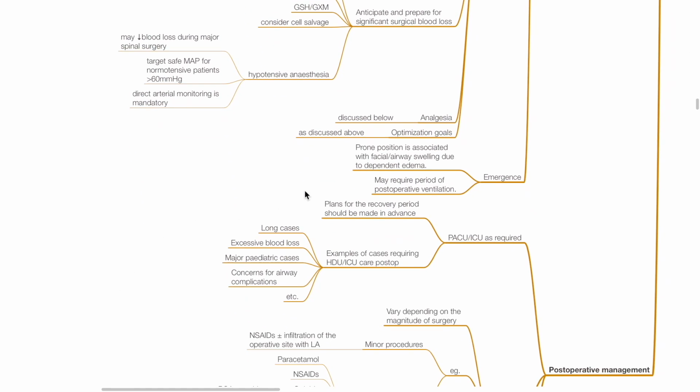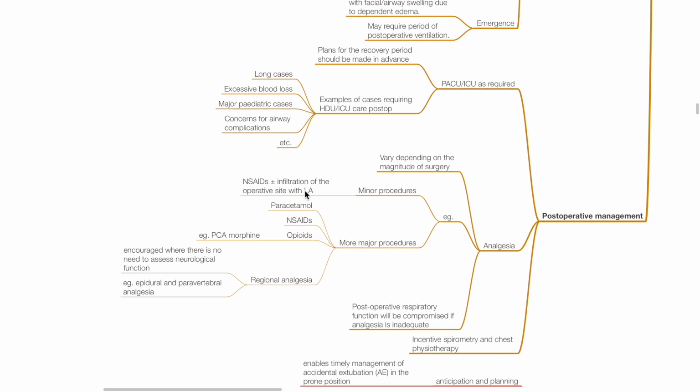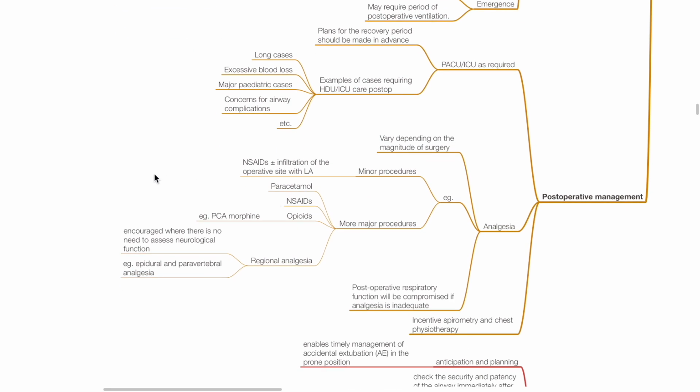Emergence. Prone position is associated with facial or airway swelling due to dependent edema and may require a period of post-op ventilation. Post-op management: PACU or ICU as required. Plans for the recovery period should be made in advance. Examples of cases requiring ICU or HDU care post-op include long cases, cases with excessive blood loss, major pediatric cases, and concerns for airway complications.